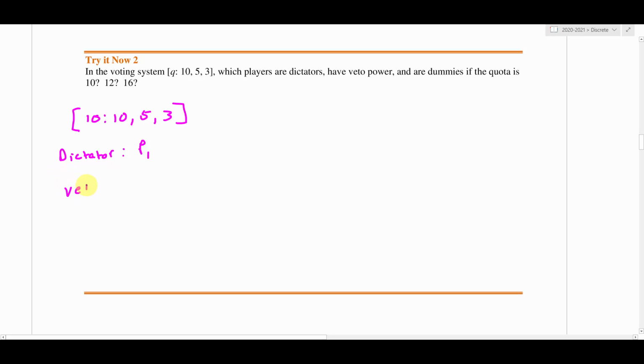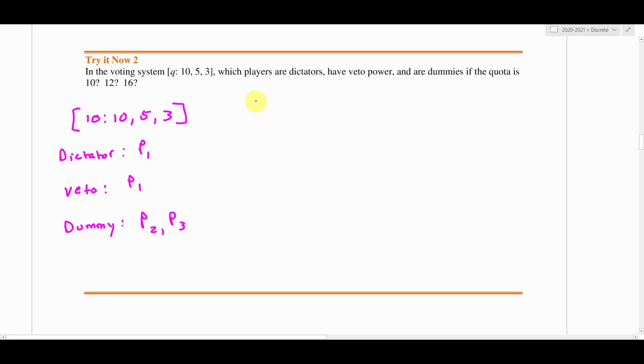So if you are a dictator, something to remember is that you also have veto power, which means no one can pass a measure without you, and everyone else is a dummy. Okay, so if anyone is a dictator in any election, everyone else in that weighted voting system is automatically a dummy. They are not essential to any voting scenario. Okay, so let's go with the next one.